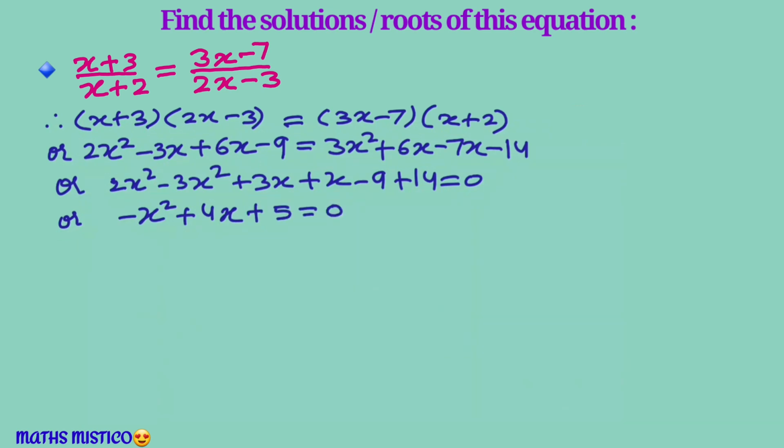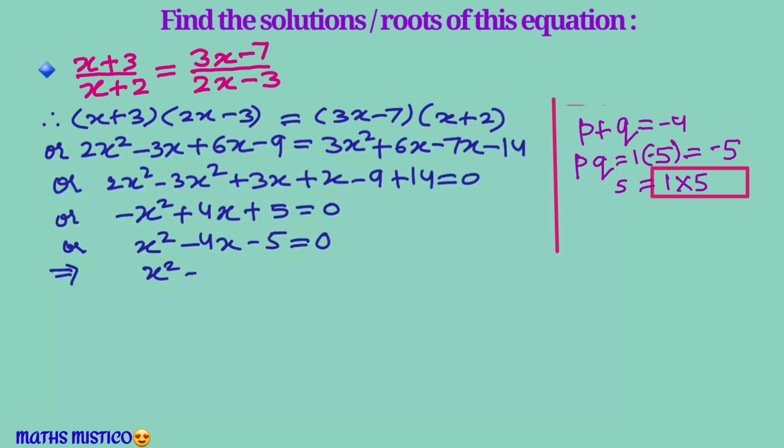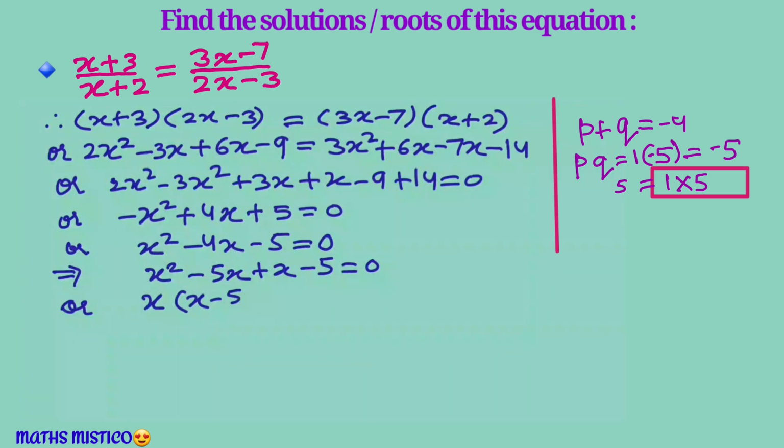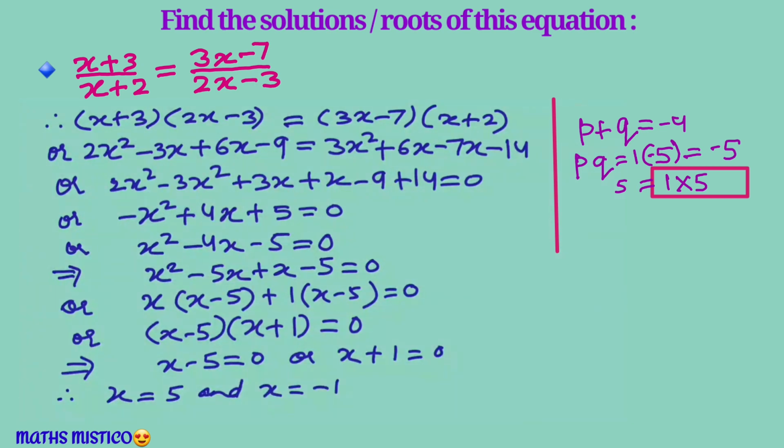The square term here is negative, and to make it positive we can simply multiply throughout the whole equation by minus 1. And we get x square minus 4x minus 5 is equal to 0. The middle term can be split into the factors minus 5x and plus x, common x from the first two terms and 1 common from the last two terms, and we are left with same bracket x minus 5. Taking x minus 5 common in the next step, we have x plus 1 in the second bracket. Putting each of them equal to 0 and simplifying, we get roots 5 and minus 1.